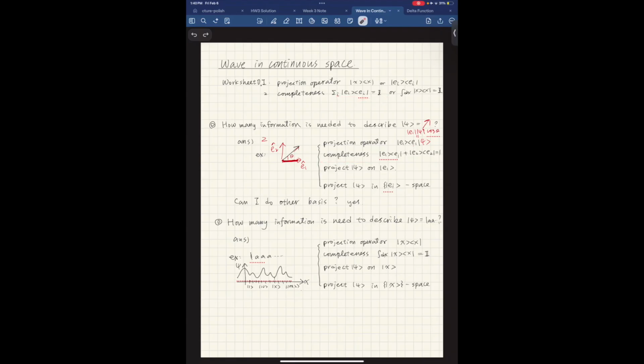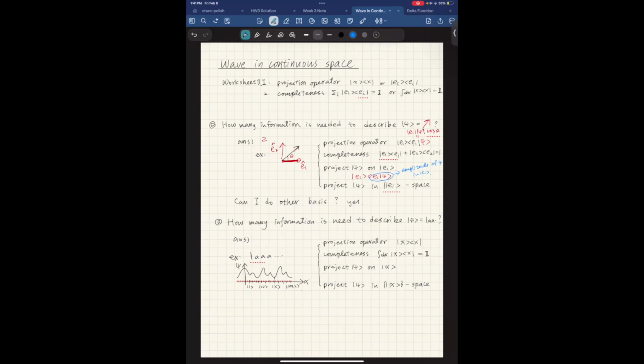Okay, so now let me work out two questions here. The first question is, how do I project psi on the E1 basis, like along my E1 direction? So I can apply my projection operator on this one. And the meaning of this is my amplitude of psi in the E1 direction.